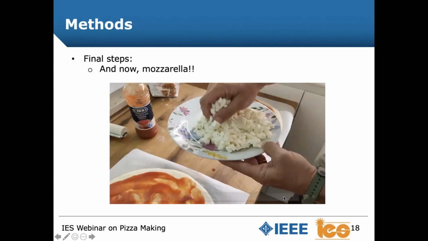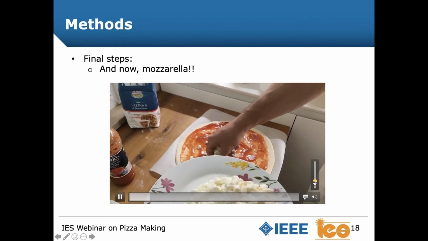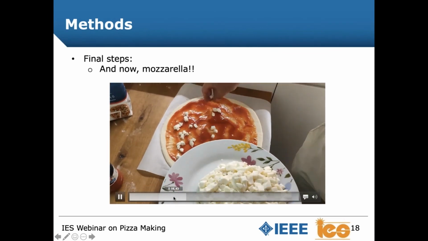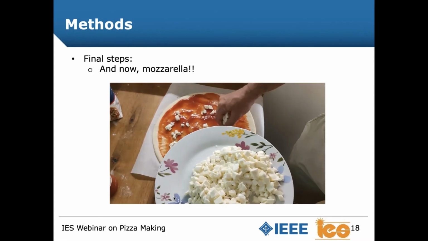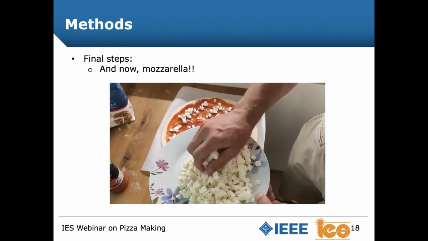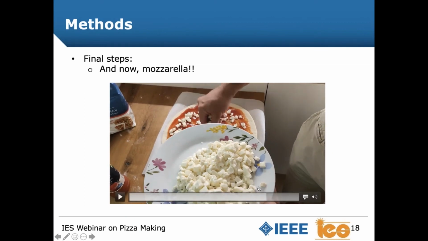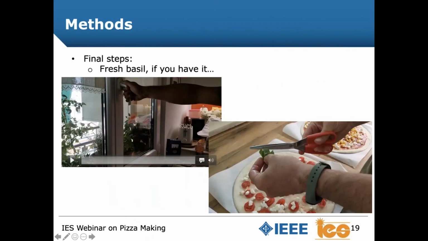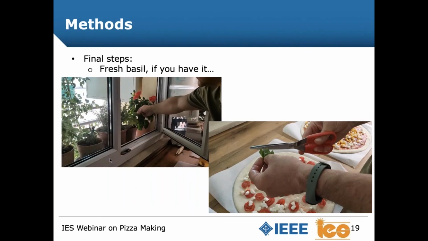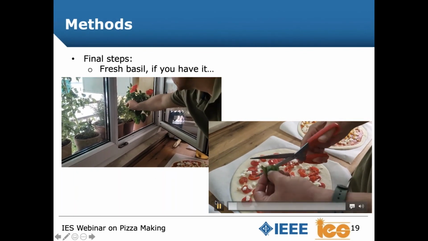Then mozzarella. And there's a very simple process. Be, let's say, even in putting your mozzarella, even near the crust, the border of the pizza. And then if you are lucky enough to have fresh basil on your balcony, you pick some leaves of fresh basil and you cut over the pizza.